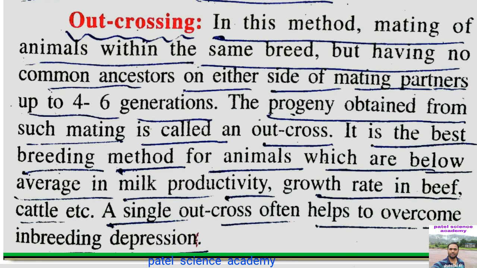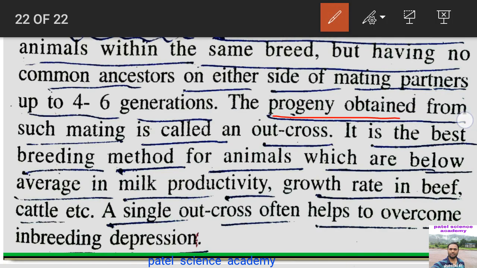mating of animals within the same breed but having no common ancestor on either side of the mating partners up to the 4 to 6 generation, and the progeny obtained from such mating is called outcross. So you can remember this term here, outcross.